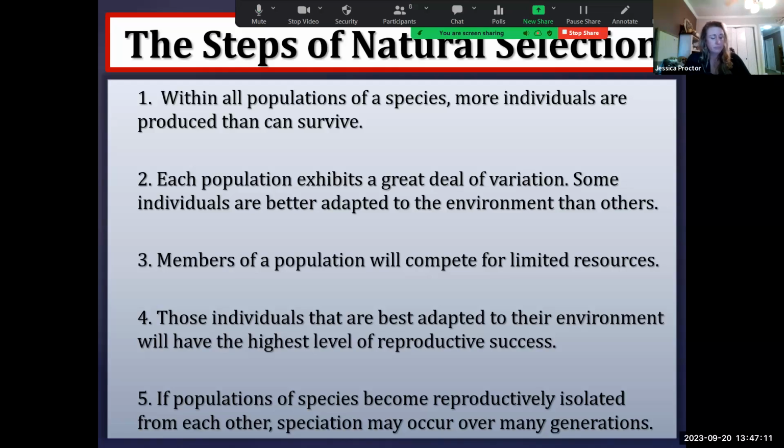All right, number five, if populations of species become reproductively isolated from one another, speciation events, or the formation of new, genetically distinct species, may occur over many generations. Okay, so that's that reproductive isolation example I gave you guys at the very beginning of today's lecture.